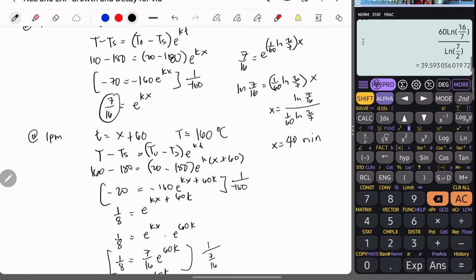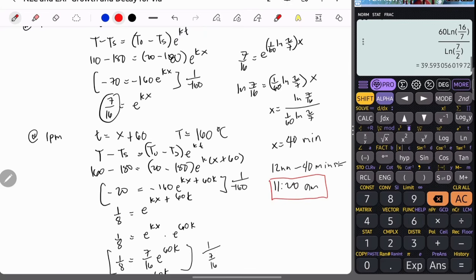So, x is the time that passed from the time the roast was put in the oven to 12 noon. So, we will subtract it from 12 noon. So, 12 noon minus 40 minutes. Therefore, the roast was put in the oven at 11:20 in the morning. So, this is our answer.